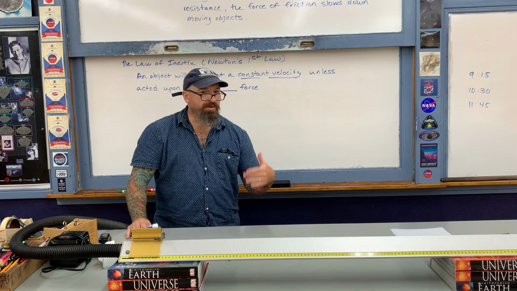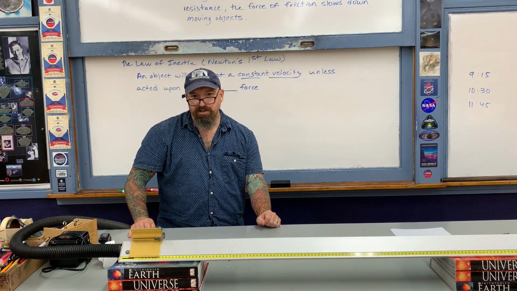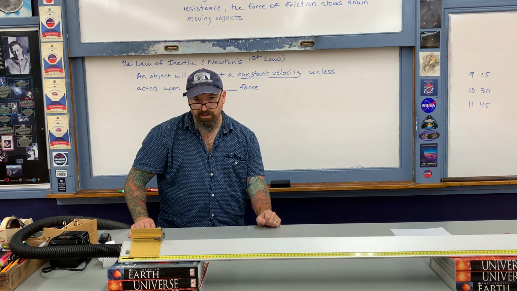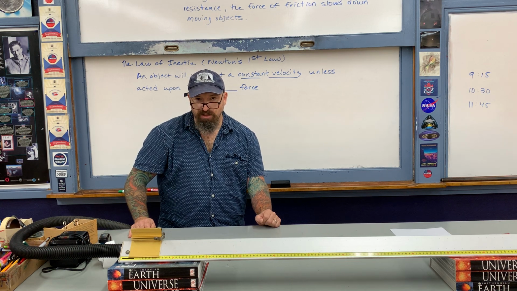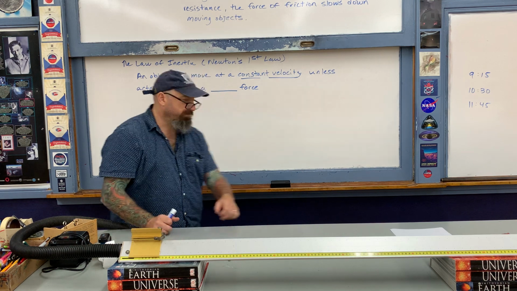Okay, now let me ask you the following question. Based upon the law of inertia, is there any physical difference between an object at rest and an object moving at a constant speed in a straight line? The answer to that question is no. There's no physical difference between the two because both are at a constant velocity. An object at rest is just merely at a constant velocity of 0.